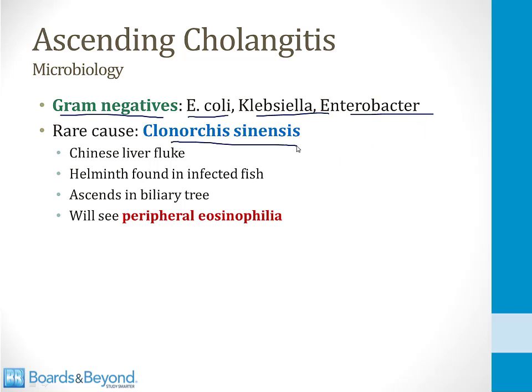There is a very rare cause you should know about for Step 1 of your boards, and that's Clonorchis sinensis. This is the Chinese liver fluke. It's a helminth that you can get from consuming infected fish. It ascends in the biliary tree, and the tip-off here is that because it is a helminth infection, the patient will present with peripheral eosinophilia.